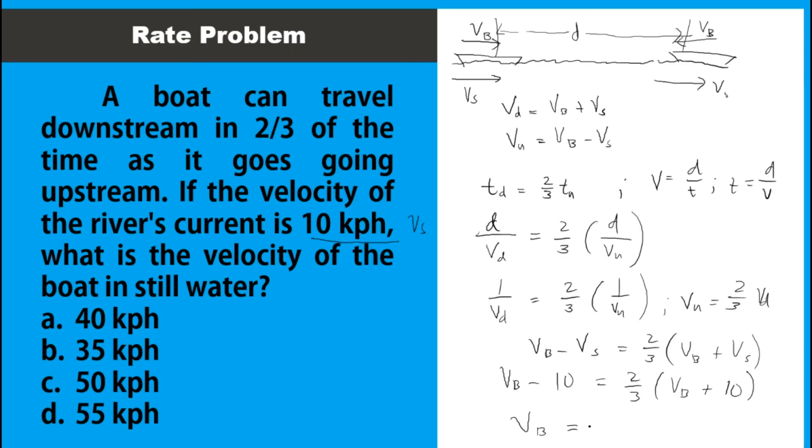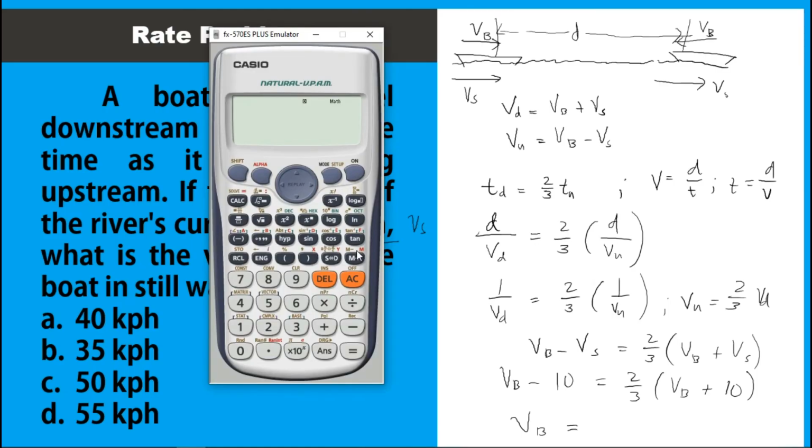You can use shift solve for this. So we can open our calculator. For VB, we have alpha X minus 10, then alpha calc, then 2/3 times alpha X plus 10. Again, shift calc, shift solve. You have the velocity of the boat is 50 kilometers per hour.